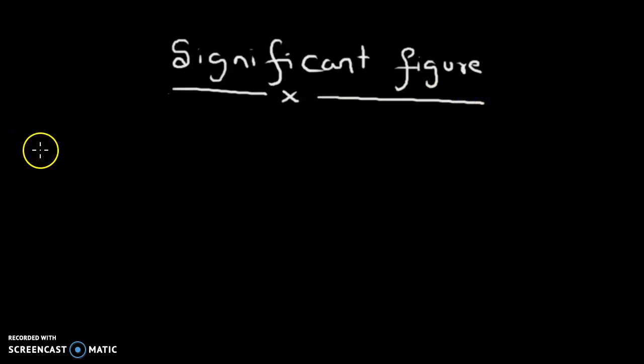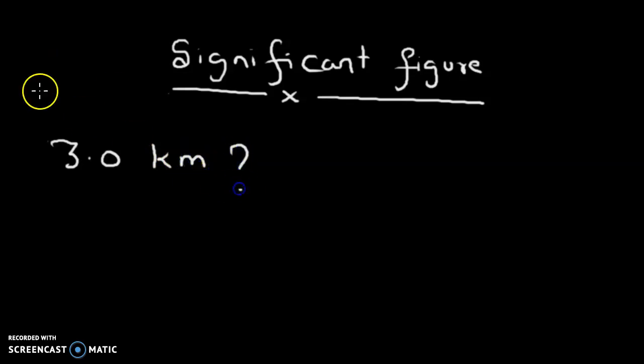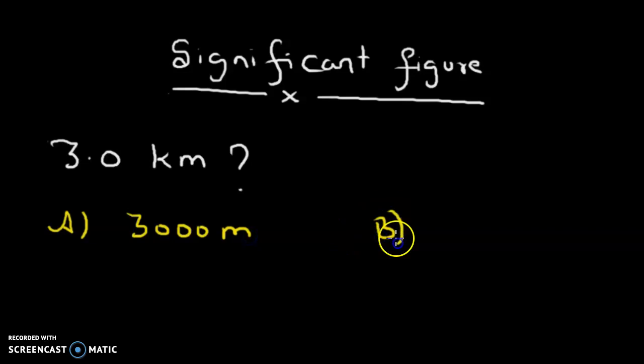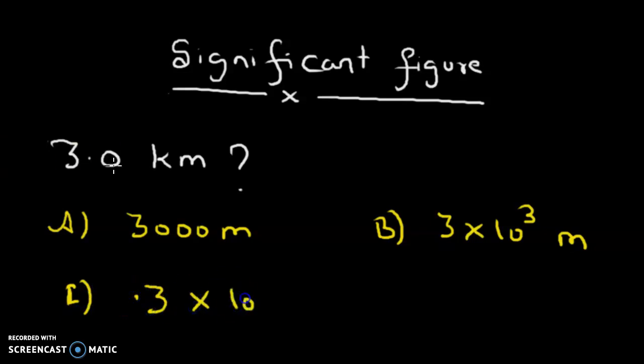The problem is very simple. You might even think it's not a problem anymore. I give you 3 kilometer, and I want you to write it as: either 3000 meter, or 3 into 10 to the power 3 meter, or like this, 4 meter, or I will say all of these.